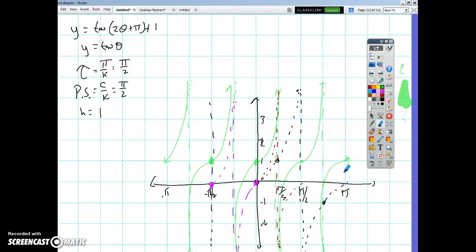Okay, so tangent, so where's tangent undefined? There's 2 places, right? How do you write the answer? x equals pi over 2, and it repeats every pi, right? So plus pi n, where n is equal to dot dot dot negative 1, 0, 1, 2, dot dot dot. Good? Sort of?